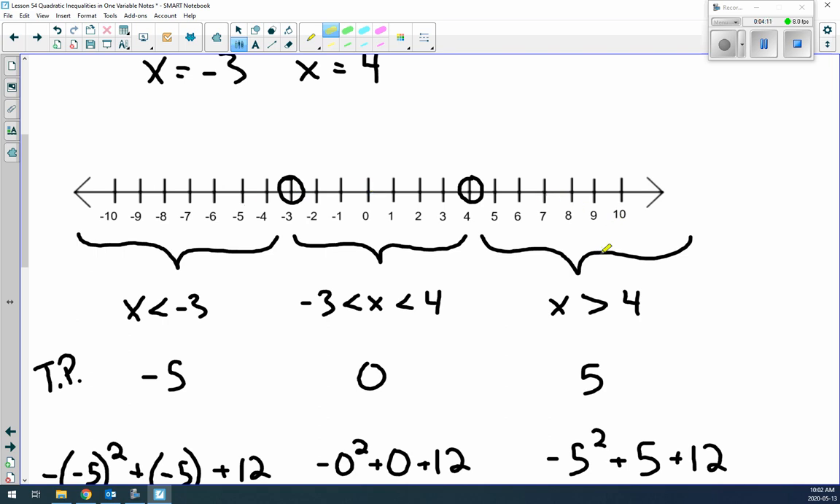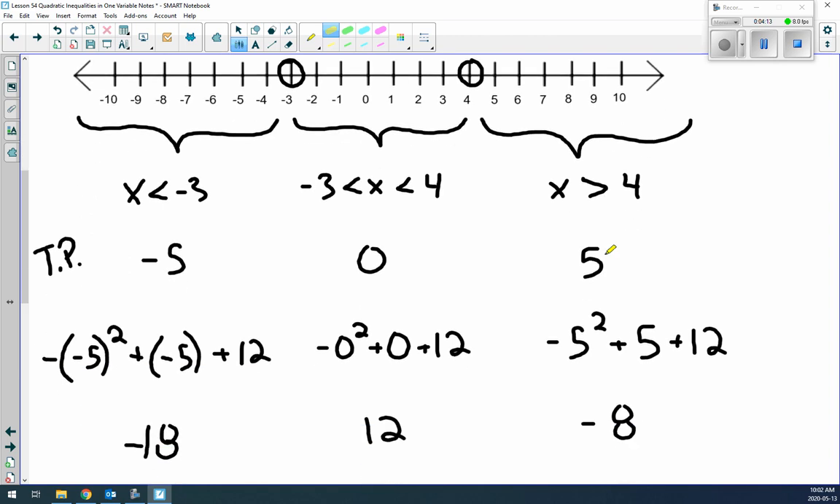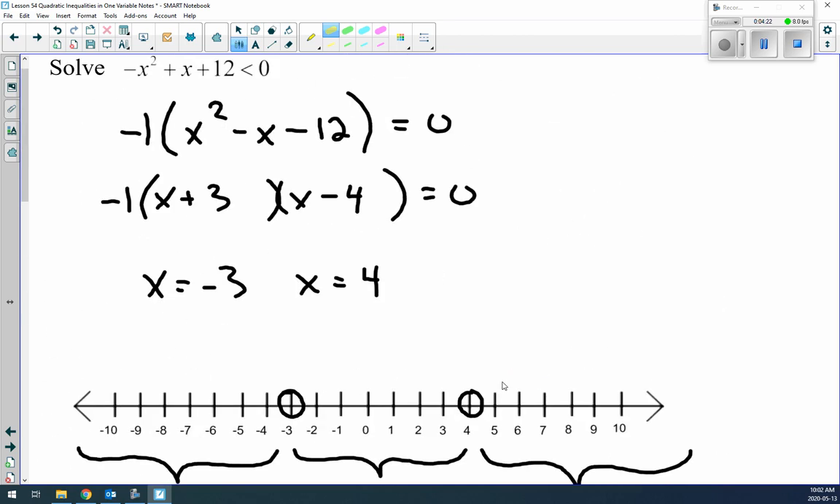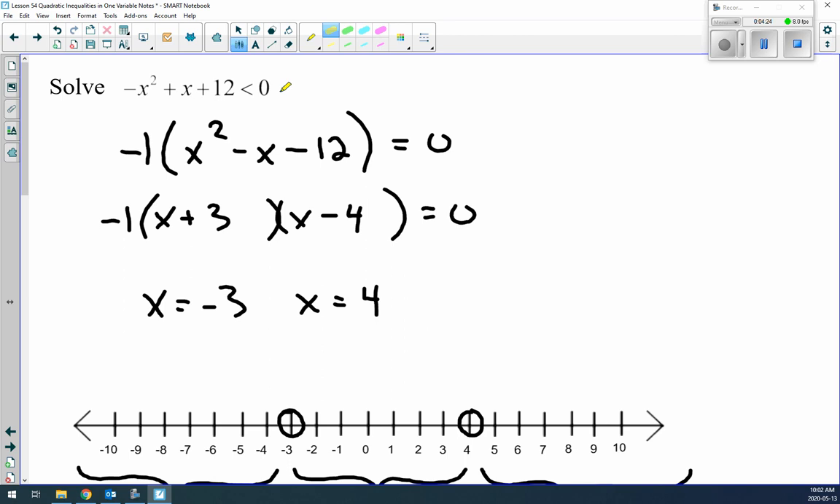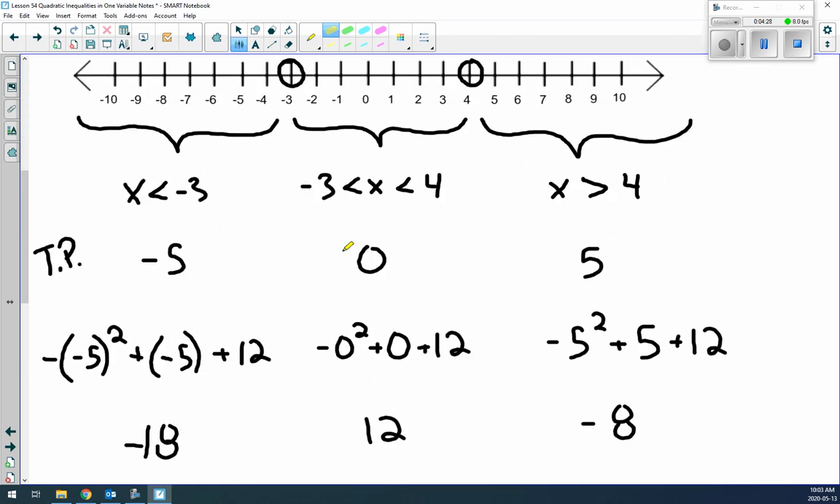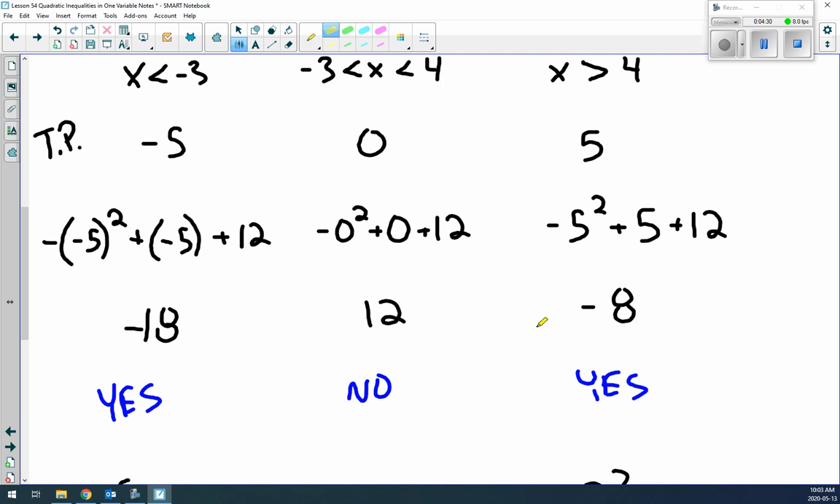It doesn't make any difference what you pick. It's going to work out. So plug them into the equation. We end up with -18, 12, and -8. Well, what does that tell you? We'll look back at the original here. Less than 0. Less than 0, which means the answer has to be negative. Oh, look, it's negative there and negative there.